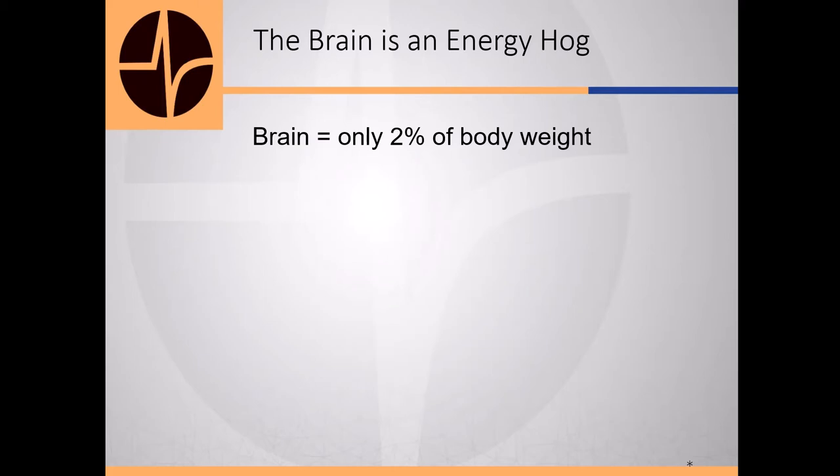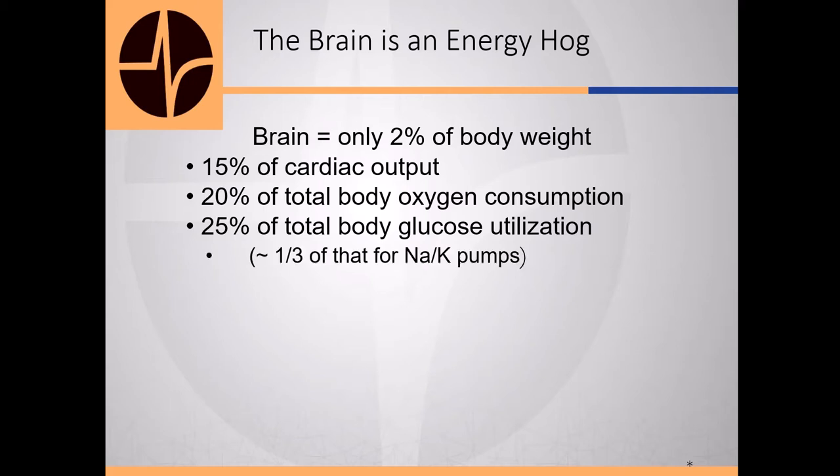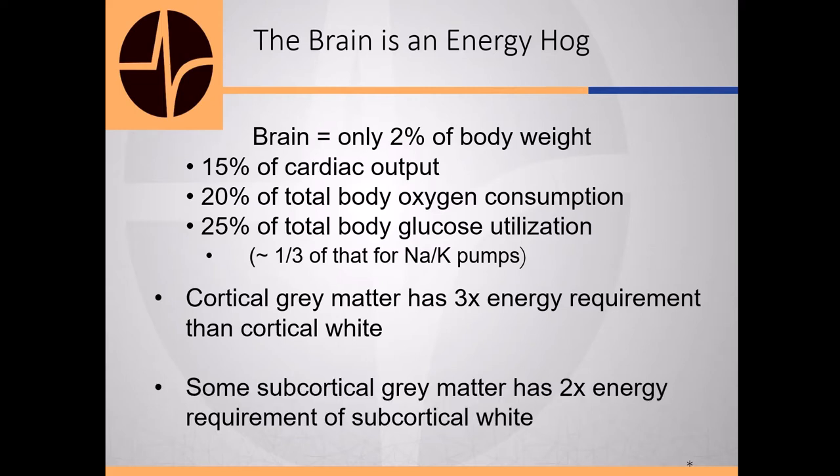So the brain is an energy hog. It's only 2% of our body weight, but it takes 15% of the cardiac output, 20% of total body oxygen consumption, 25% of body glucose utilization, with a third of that going for the sodium-calcium pump. Cortical gray matter has 3 times the energy requirement of cortical white, and some cortical gray matter has 2 times the energy requirements of subcortical white.